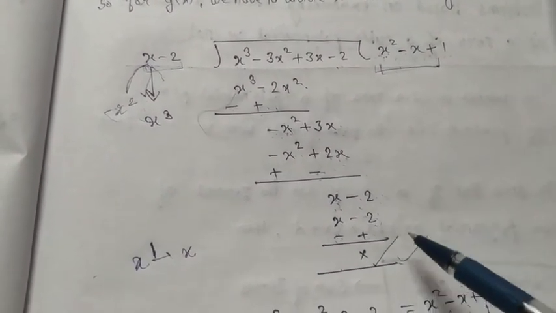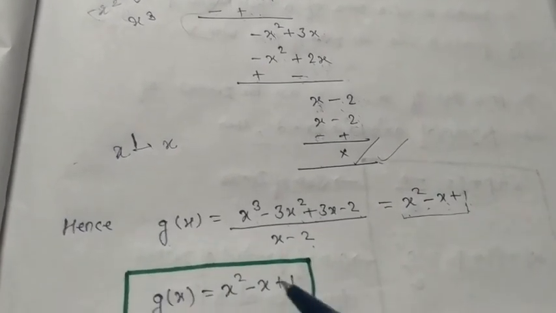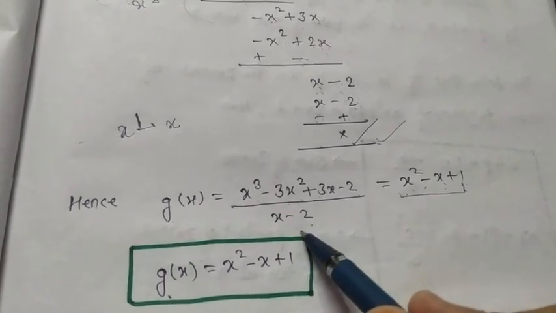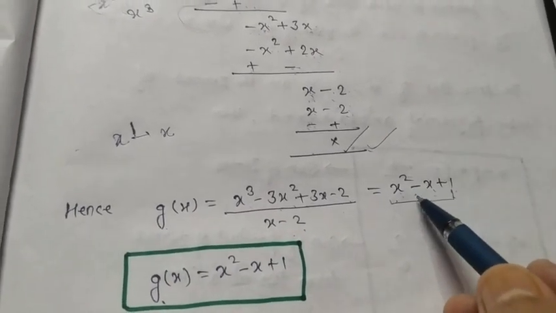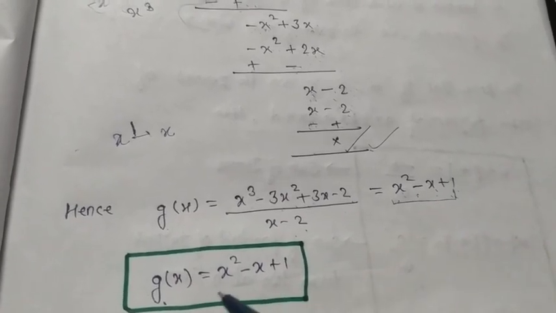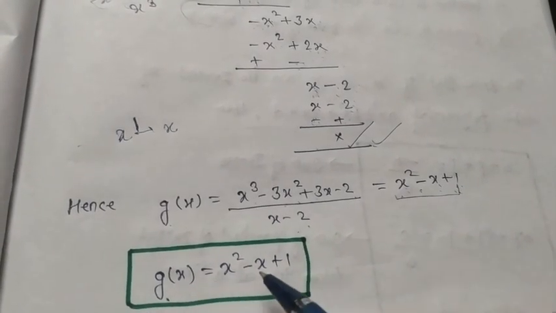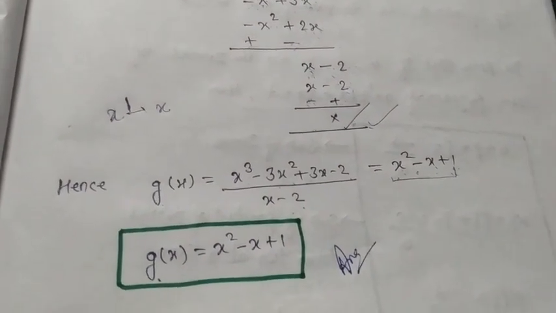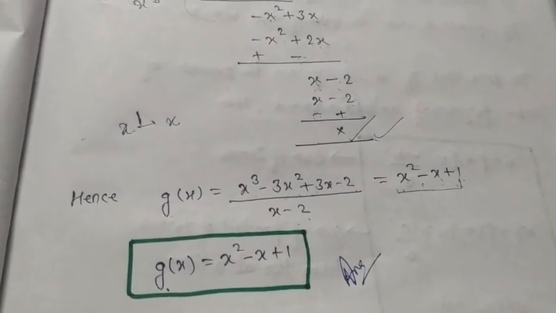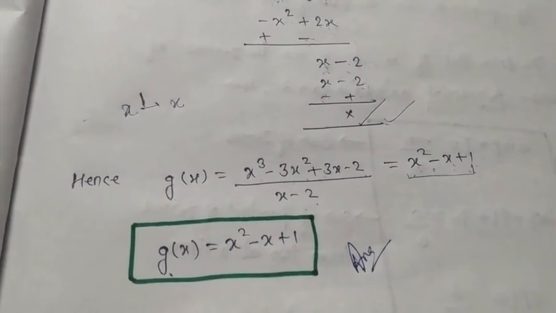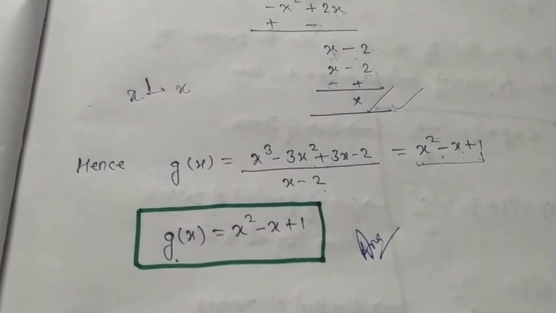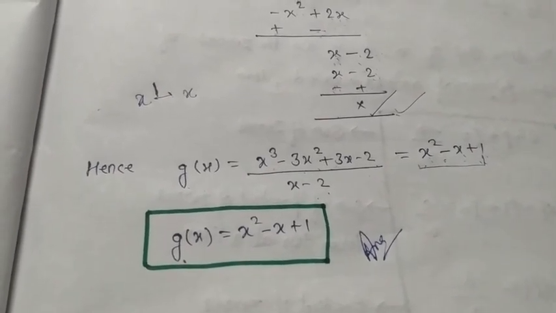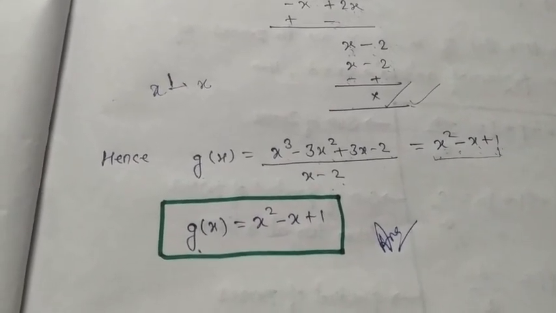So remainder is 0. So you have seen now, when I divided g(x) equal to x cube minus 3x square plus 3x minus 2 upon x minus 2, I got x square minus x plus 1. So g(x) equal to x square minus x plus 1, and that is your final answer. So students, in this way, if dividend and divisor are given, you can find out quotient and remainder, and if dividend, quotient and remainder are given, you can find the divisor also. So in that way you can solve any division questions.